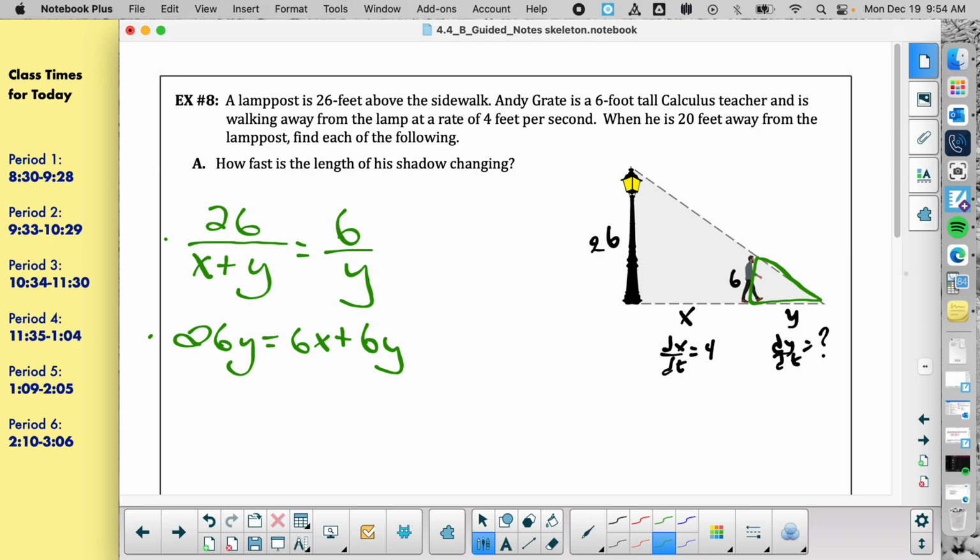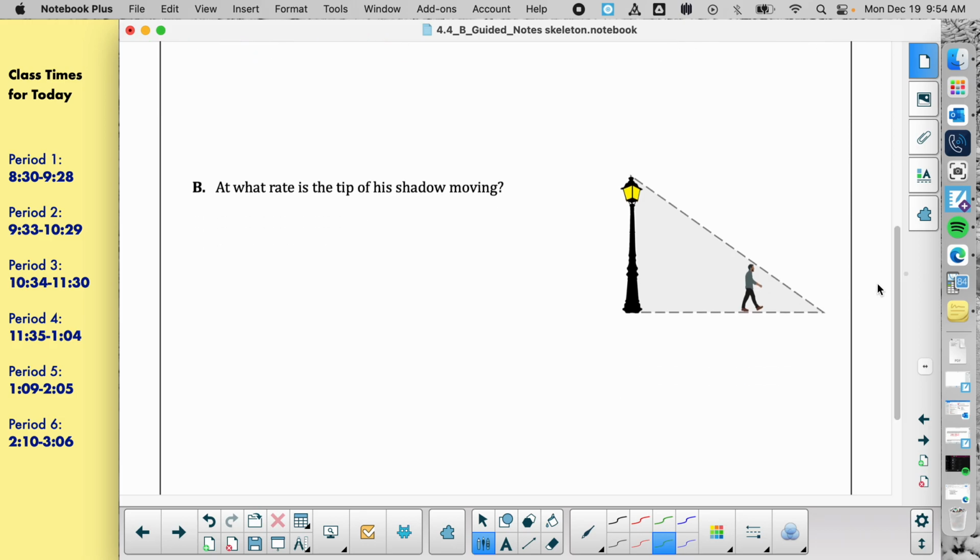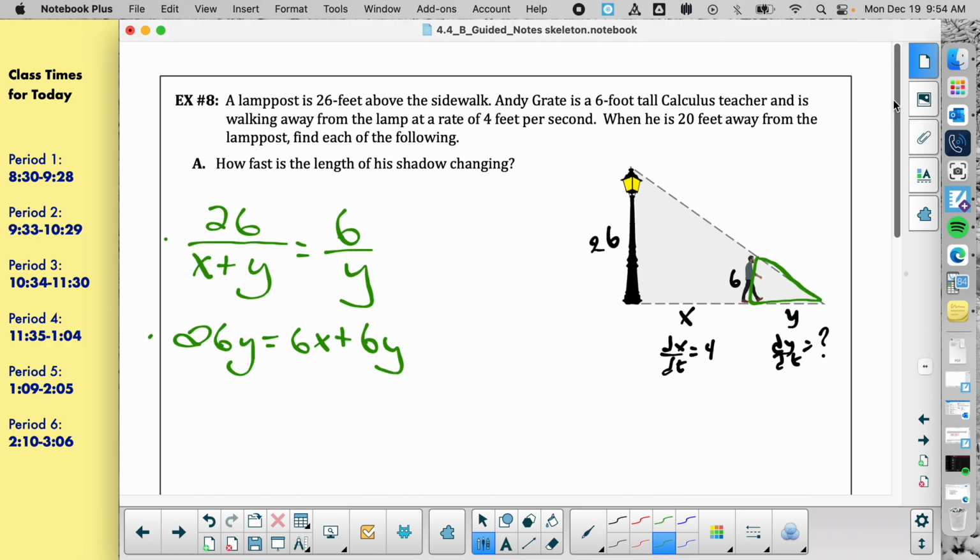What I dislike about the shadow problems is the length of the shadow changing is completely different than the tip of the shadow changing. If you guys looked at problem B, these were basically completely different types of problems, even though it sounds like the same thing. So I'm just gonna ignore B for now. I'd rather focus on A because that's more the style that you'd have to do.